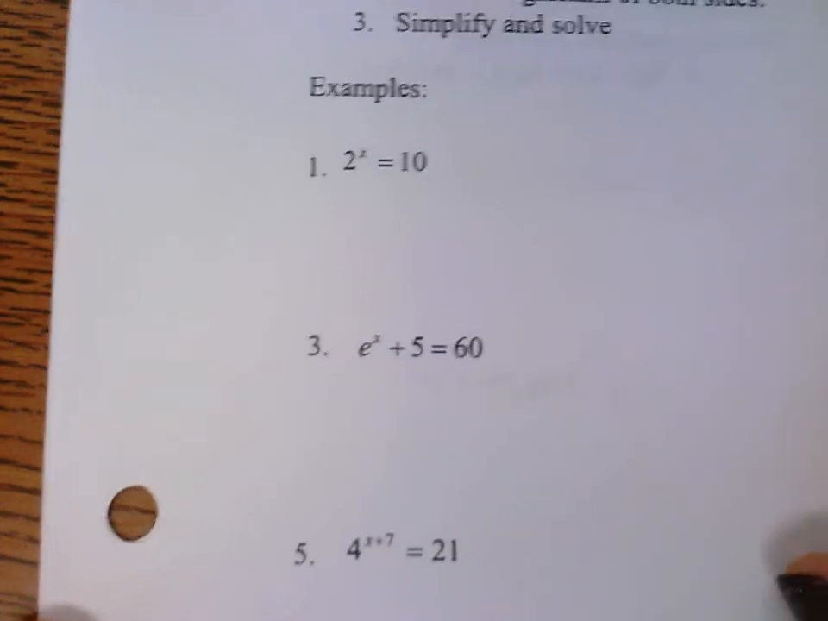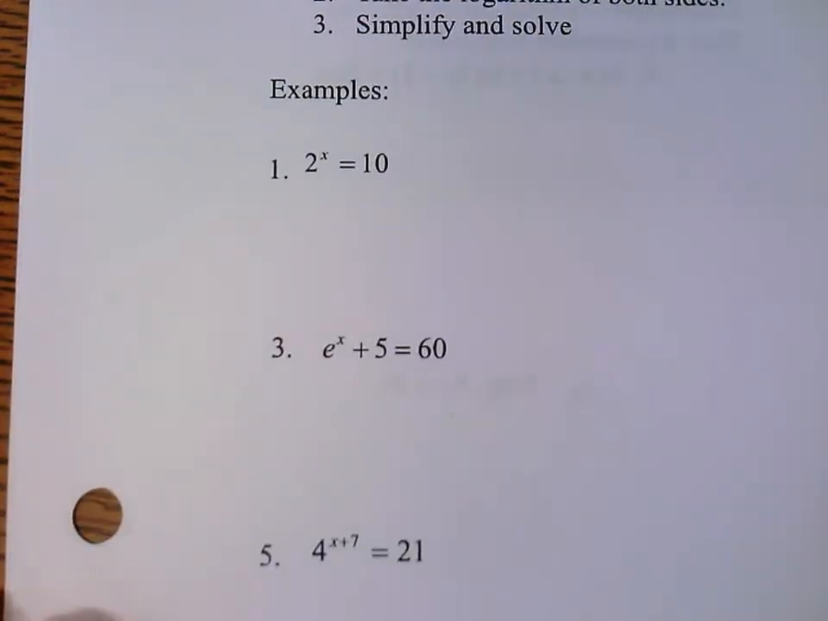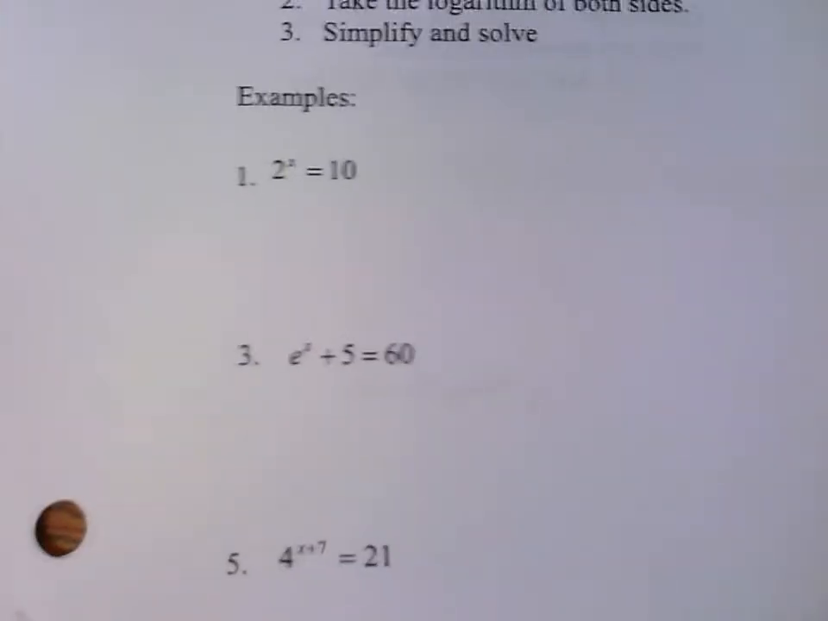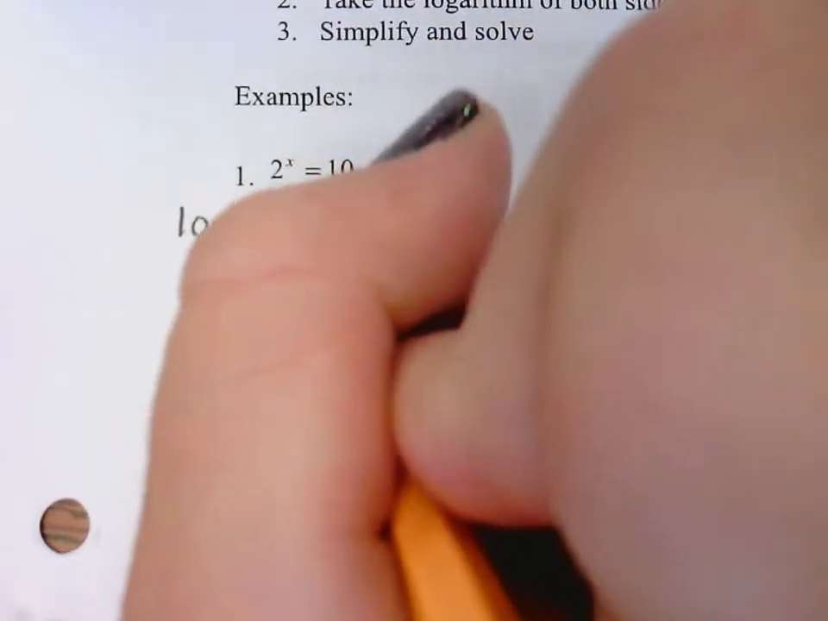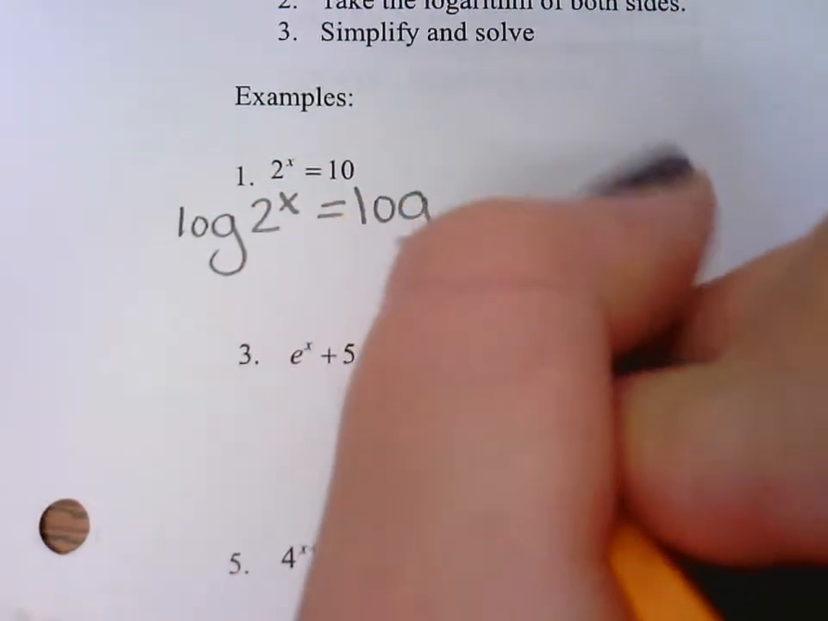So there's two ways that you can think about this. You pick the way that you like best. The way I was taught is to take the log of both sides of the equation, because whatever you do to one side, you're allowed to do to the other side. So take the log of 2 to the x and take the log of 10.